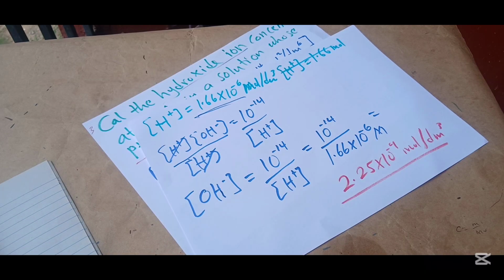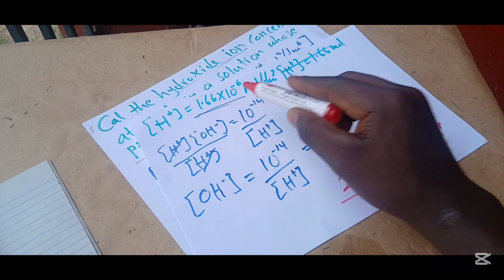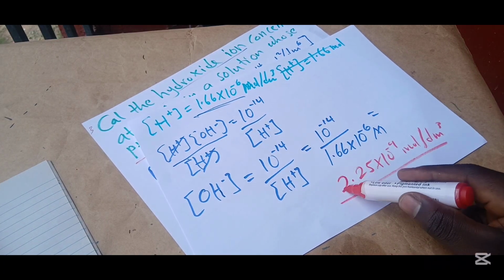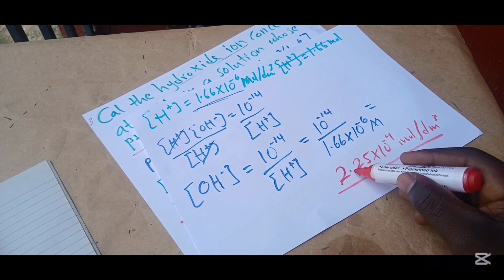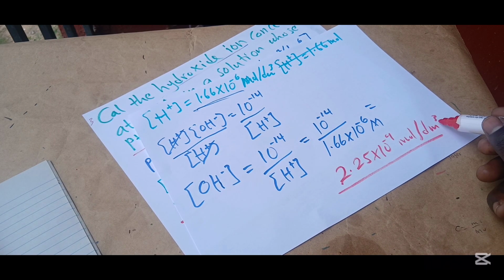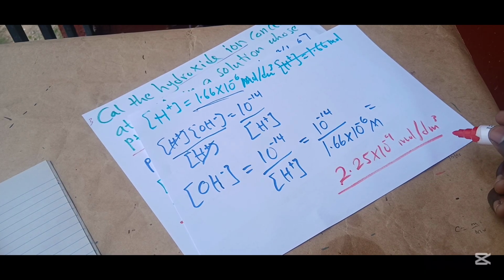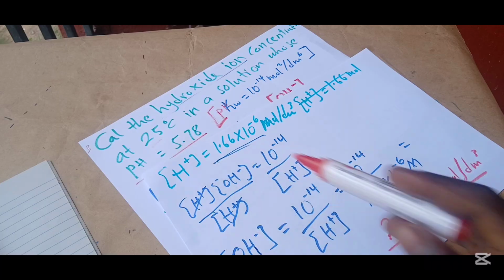So now, after substituting the value of the H plus ion concentration, we get the OH minus concentration to be 2.25 multiplied by 10 to the power negative 9 mole per dm cube. So that is the concentration of the hydroxide ion at 25 degrees.